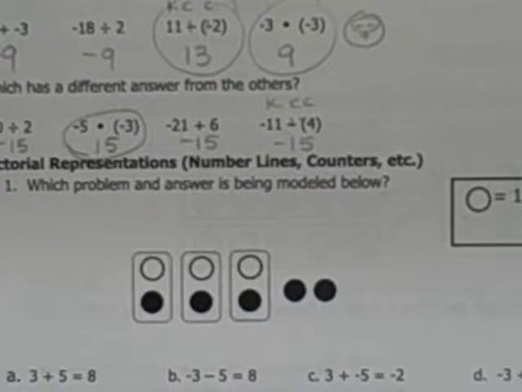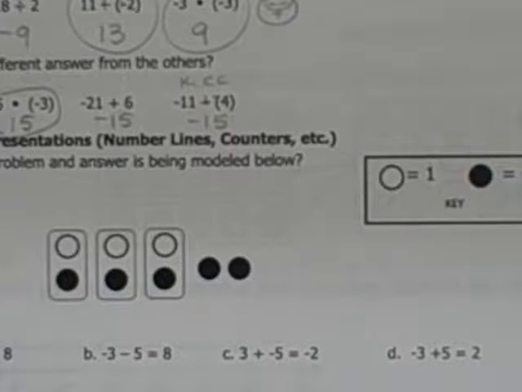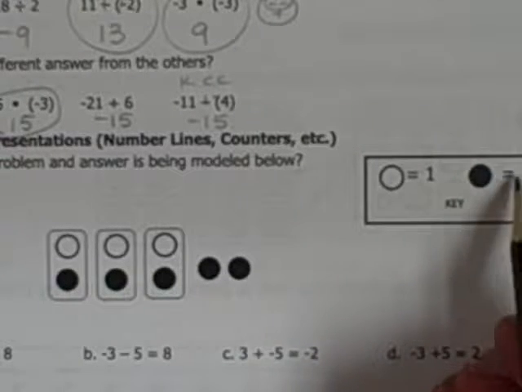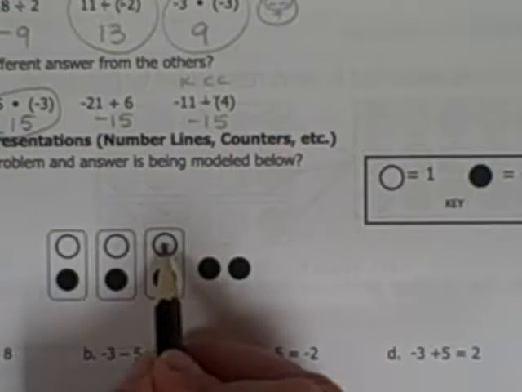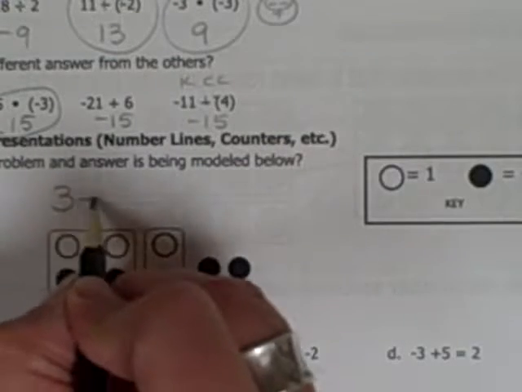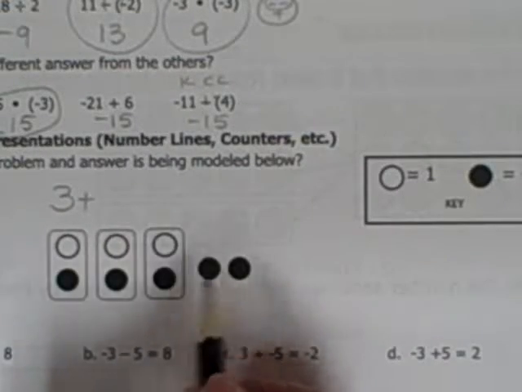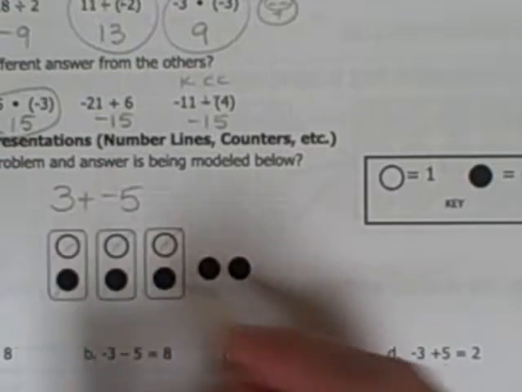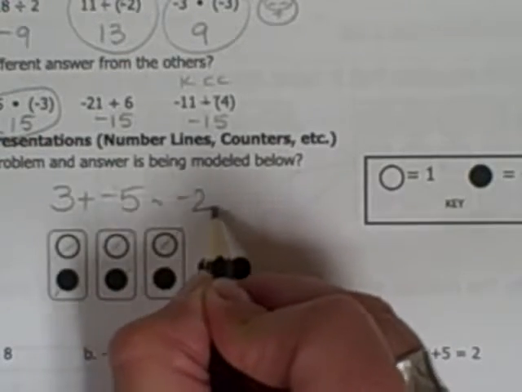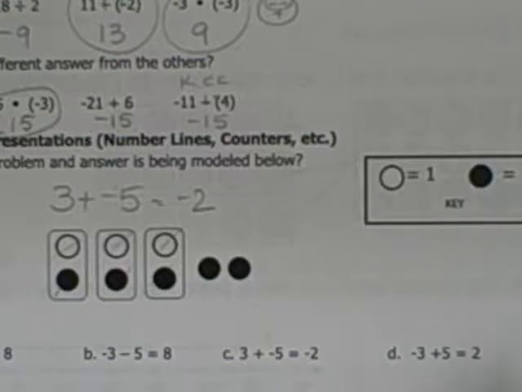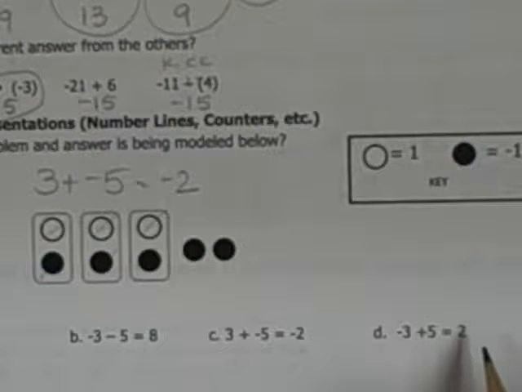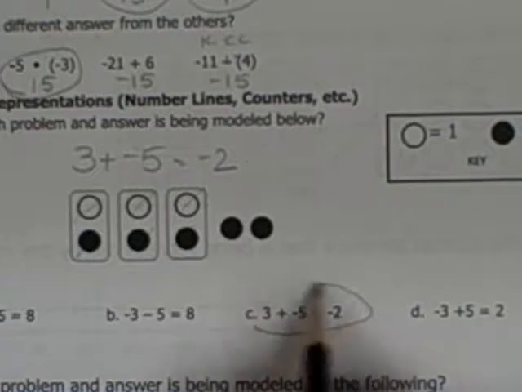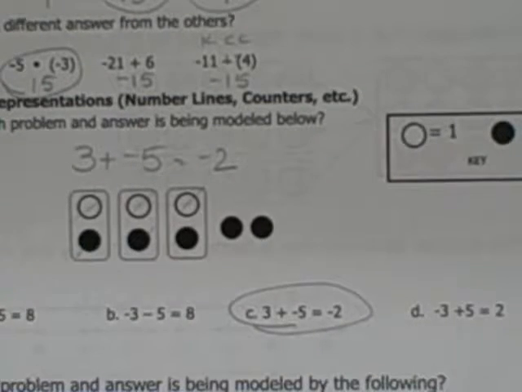In this problem, which I'm trying to show you as much of it as I can, it's asking what is modeled. You do have a key, positive and negative. Here you have positive 3. Added to that, you've got negative 5. And this is showing because of the zeroed pairs that you're left with negative 2. So the answer that you would want to circle, 3 plus negative 5 equals negative 2.